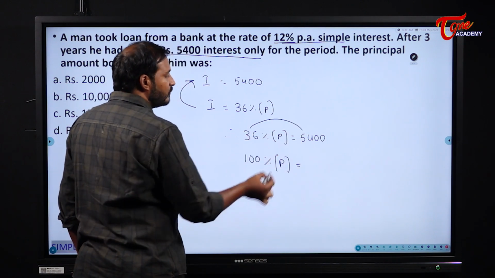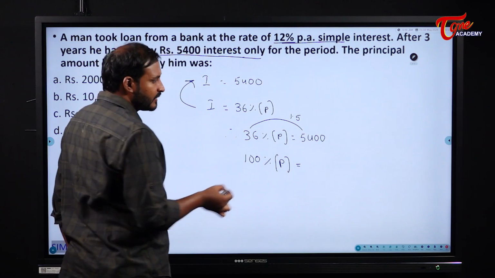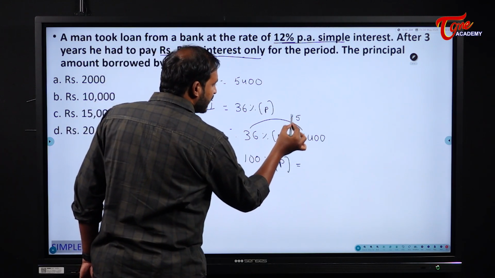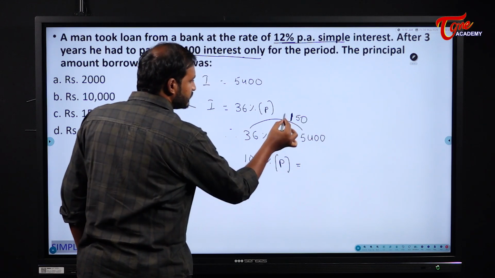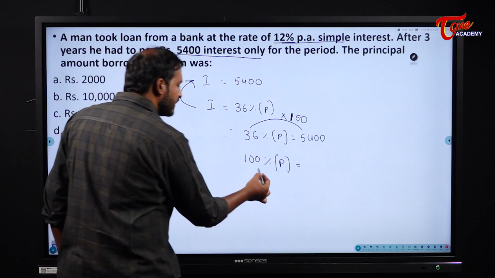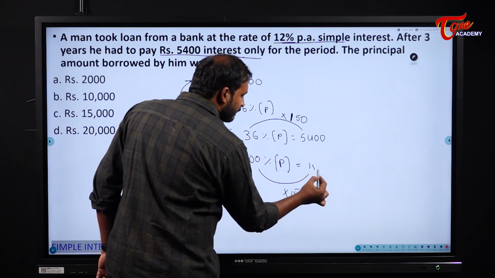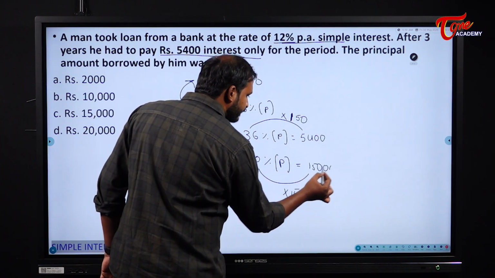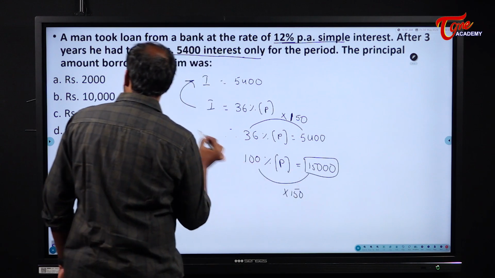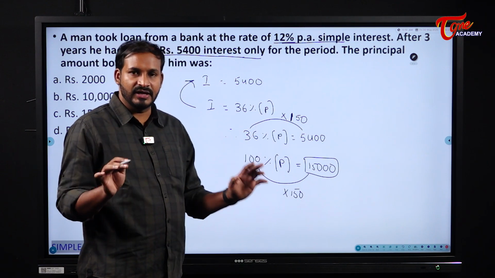36 into 1.5 is actually 54, and into 200 means 36 into 150. 36 into 150 is 5,400. Similarly, here also you can multiply it with 150. What does it become? 15,000. So the principal here is 15,000. If you are able to identify this 150, well and good students.